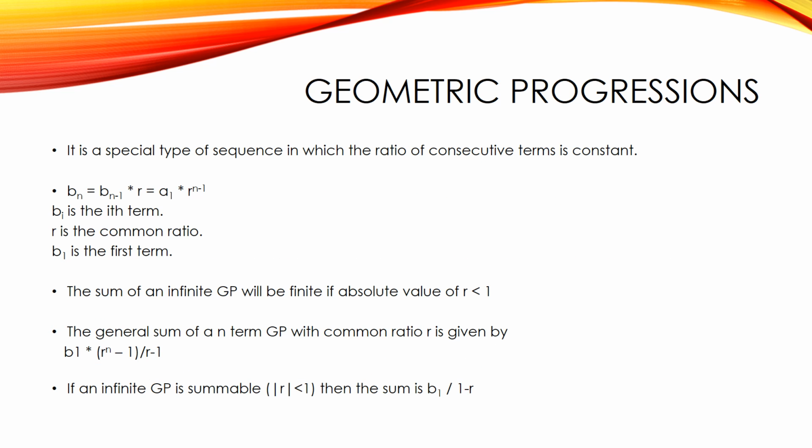Geometric progressions. It is a special type of sequence in which the ratio of consecutive terms is constant. The general term b_n = b_(n-1) times r = b_1 times r^(n-1). b_i is the ith term, r is the common ratio, b_1 is the first term.